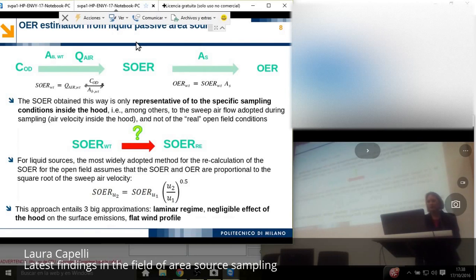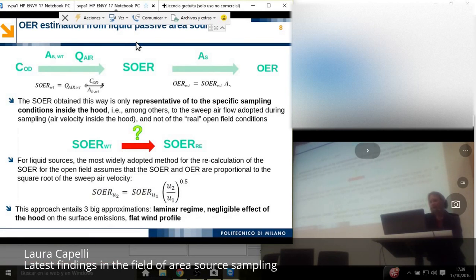In the case of liquid passive area sources, as I showed before, there is an equation that can be used to get the specific odor emission rate, or in turn the odor emission rate, from the odor concentration. And in the equation there is the term of the sweep airflow that is sent inside the hood. So once you calculate this specific odor emission rate, you should know that the value you obtained in this way is only representative of the specific sampling conditions of your hood.